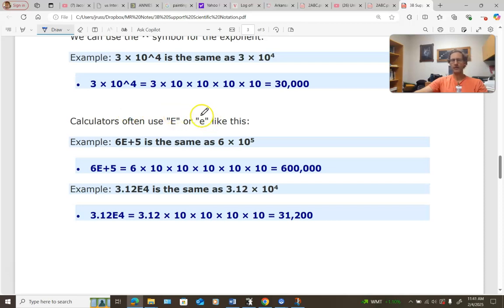Okay, and like I said, the calculators often use a capital E. Sometimes they'll use a lowercase e. Okay, so if you were to see something like this, 6 and then a capital E with a 5, that means 6 times 10 to the 5th power. Or if you were to see this, 3.12 and then a capital E and a 4, that means 3.12 times 10 to the 4th power. Okay, and then 10 to the 4th power is the same as 10 times 10 times 10 times 10. So in ordinary notation, this would be 31,200.